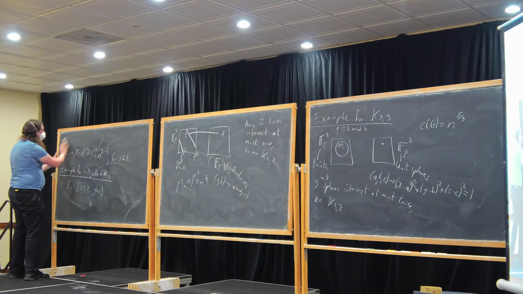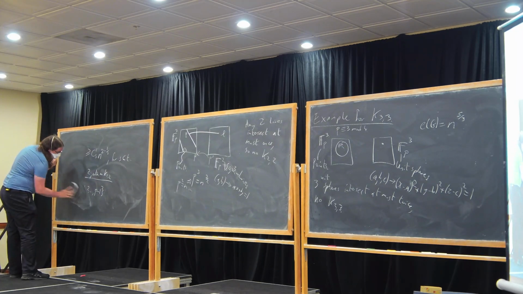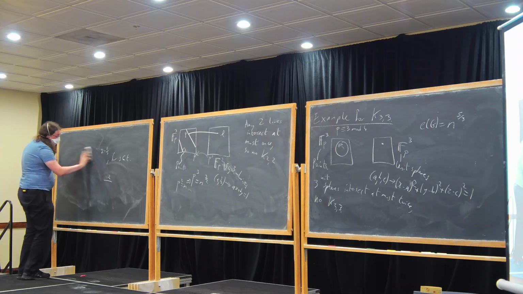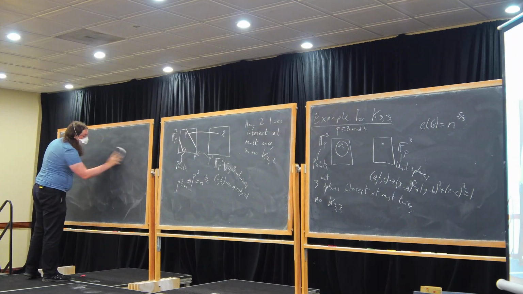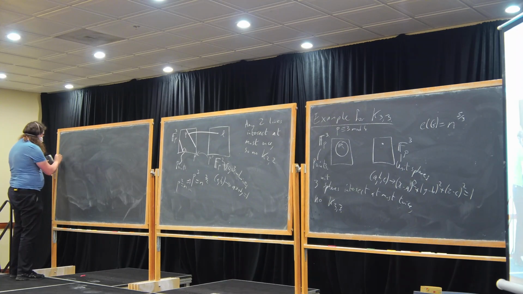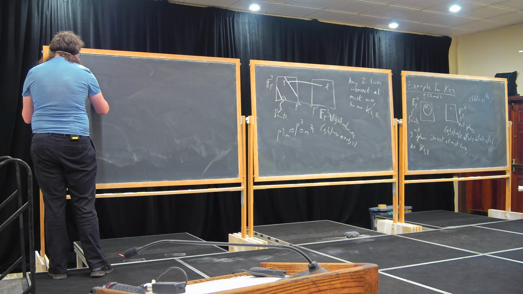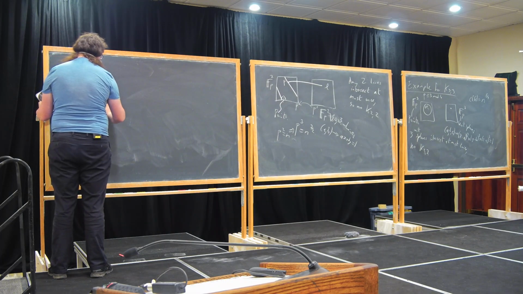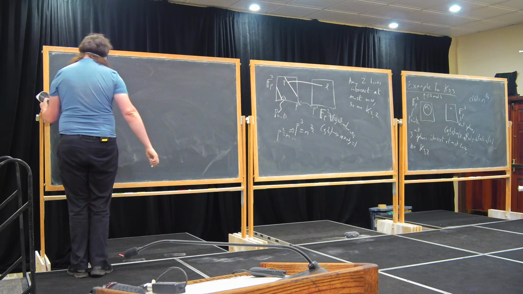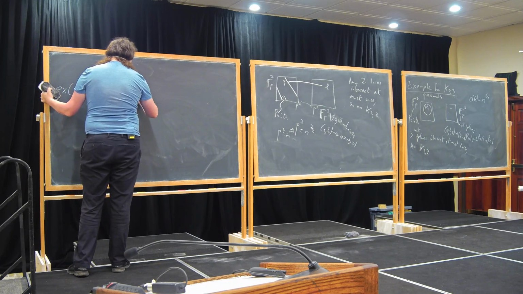The next result was proved in the 90s by Kollár, Rónyai, and Szabó. And it says that the extremal number of K_{s,t} is greater than or equal to some constant depending on s times n to the 2 minus 1 over s.